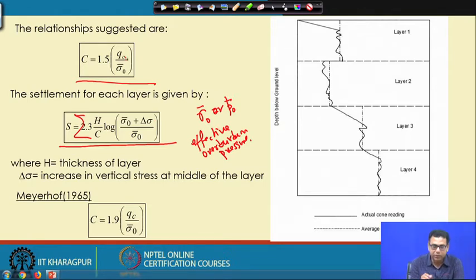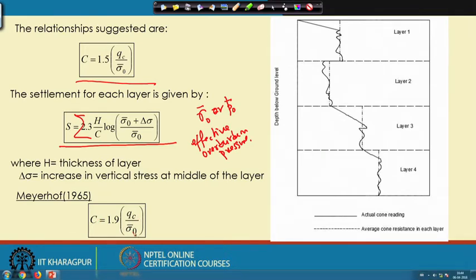Then Q C is the cone resistance that we will get from the SCPT value, and if I use the Meyerhof suggestion, then this compressibility coefficient C is 1.9 Q C divided by sigma 0 bar, whereas for the previous method, De Beer or Martin, it is given as 1.5.